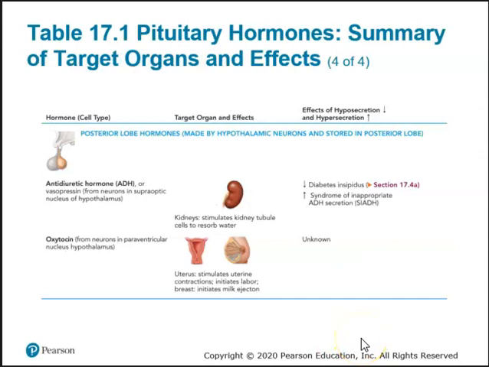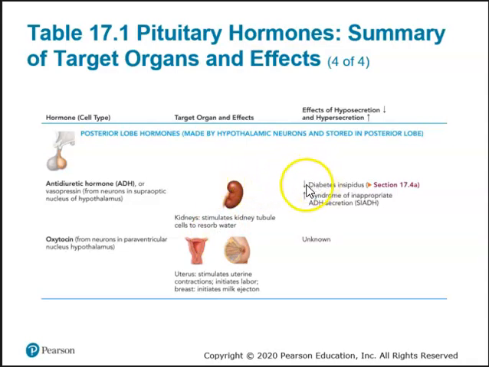So again, here is a table that summarizes the hormone as well as the cell types that secrete the hormone, the target organs and their effects, as well as the effects of a decrease in secretion or increased secretion, so hyposecretion and hypersecretion. So ADH, or antidiuretic hormone, again made from the neurons in the supraoptic nuclei of the hypothalamus. Target organs include kidneys, specifically the kidney tubules, so it stimulates the kidney tubule cells to resorb water, so bring water back to the body, therefore forming a concentrated urine.